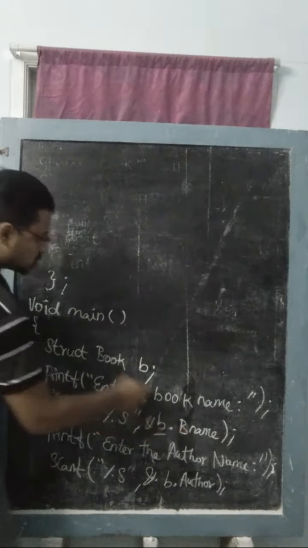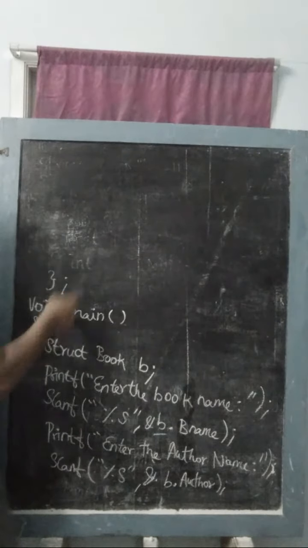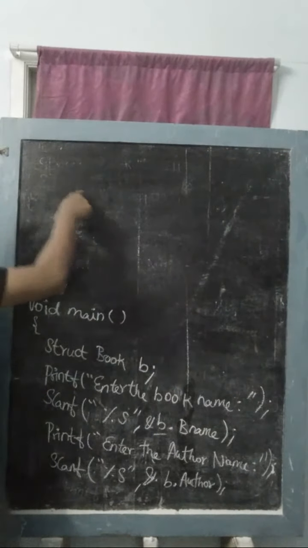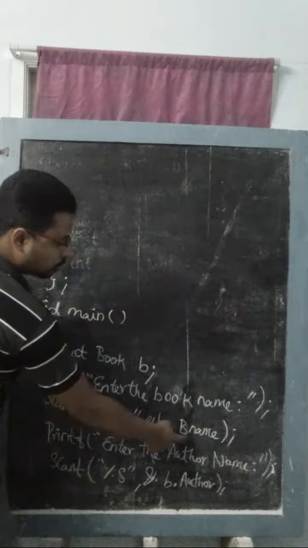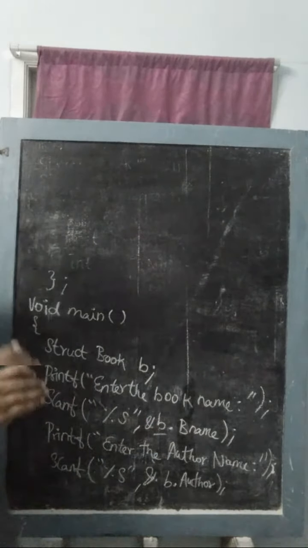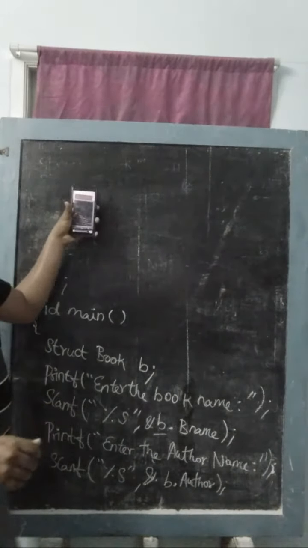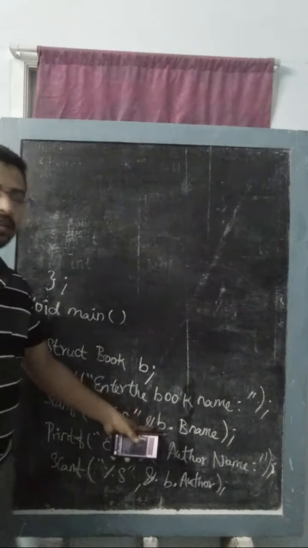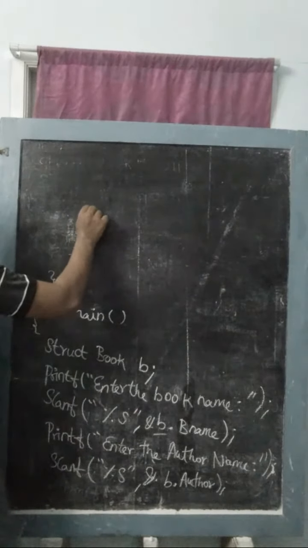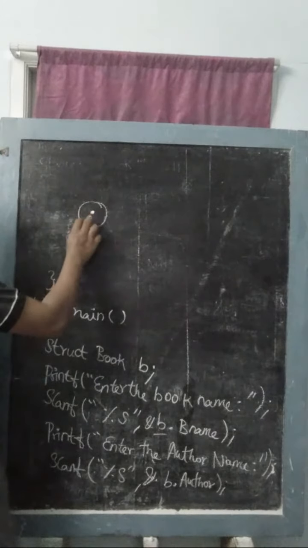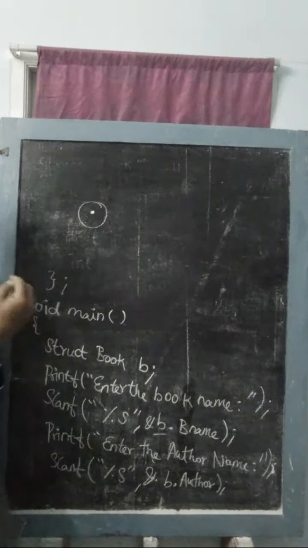But book name is not declared here. Book name is declared already in the structure. So B dot book name, B is the object of the structure. With the help of the object only we can access, and dot is the operator. Dot is the operator to access the element of the structure.